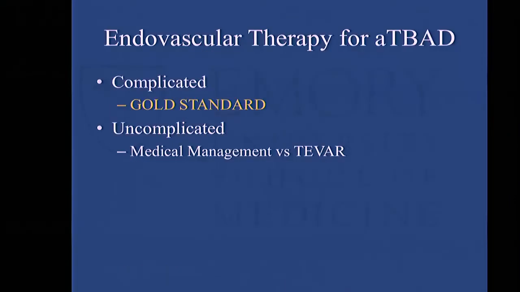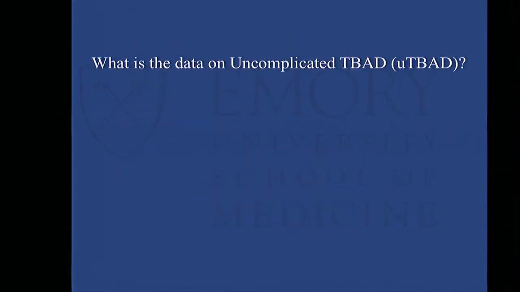So this is where the controversy lies now. There is no doubt stenting for complicated Bs is the way to go. It's the optimal therapy. But what about the uncomplicateds? What's better? Should we stent these patients? Should we medically manage them? All right, let's look at the data.